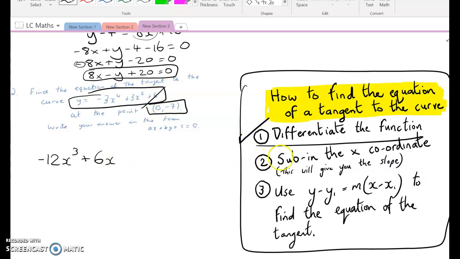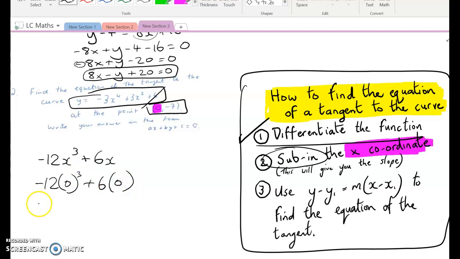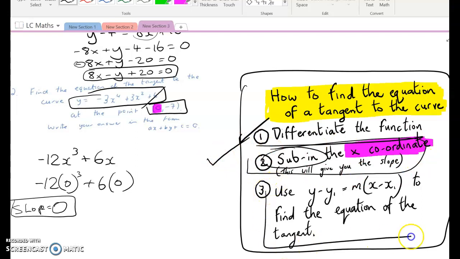Check. Sub in the x-coordinate. What is the x-coordinate? It is 0. So we're going to sub in 0. Minus 12 times 0. Where does that give us? We're going to get 0. So the slope, because that's what we just found, is 0. Did that. Check.